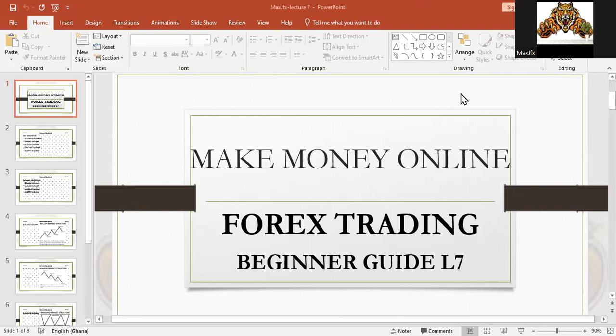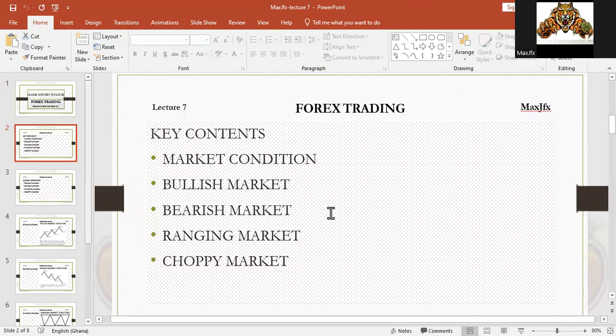All right, so in lecture 7, what we'll be discussing is the key content. That's market condition, bullish markets, bearish markets, ranging markets, and also choppy markets. All right, so without wasting much time, let's begin.